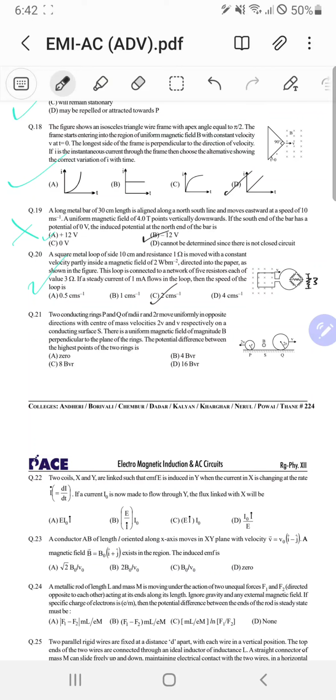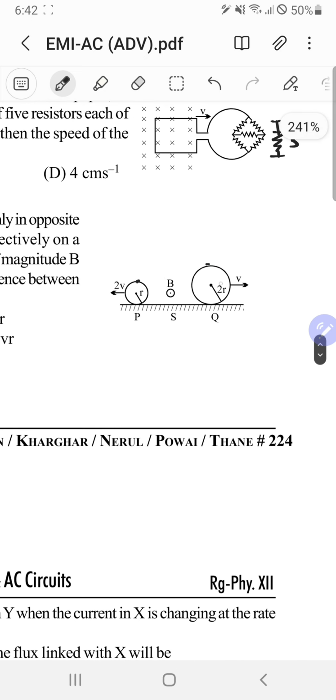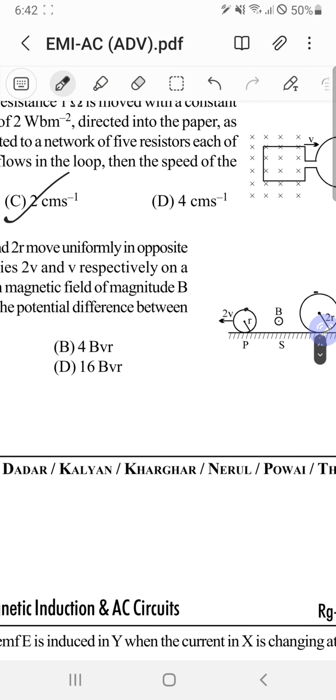Okay, two conducting rings, radii r and 2r, are moving uniformly in opposite directions. Velocity is 2v on a conducting surface S. Uniform magnetic field B, perpendicular to the plane of the rings. The potential difference between the highest point of the two rings. So this point and that point, what's the potential difference between them?